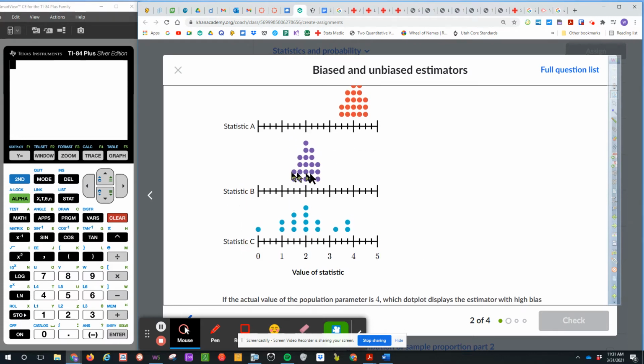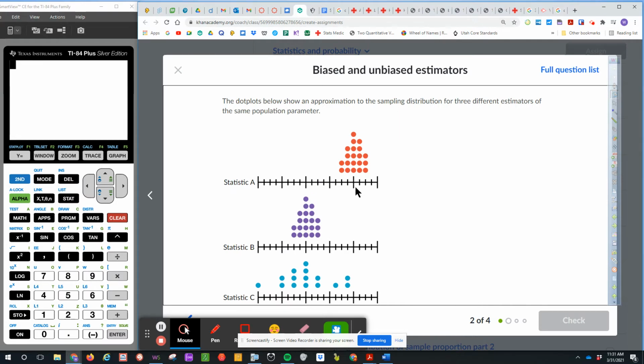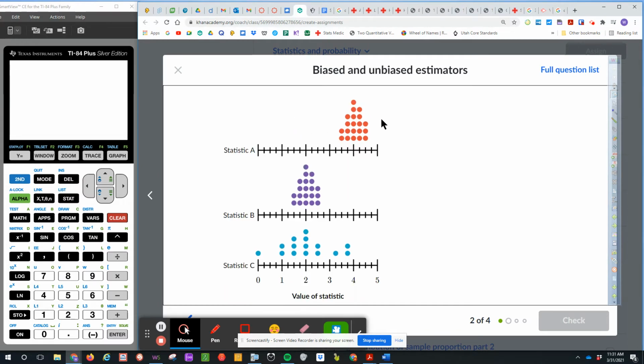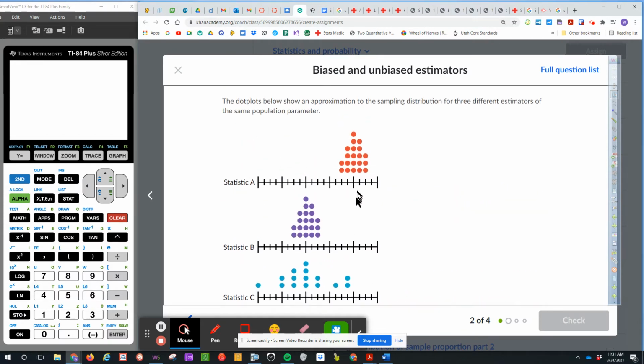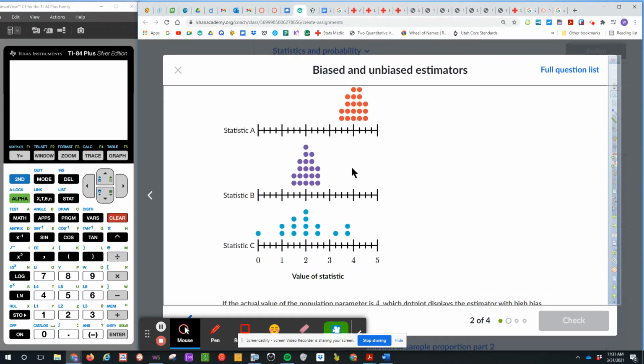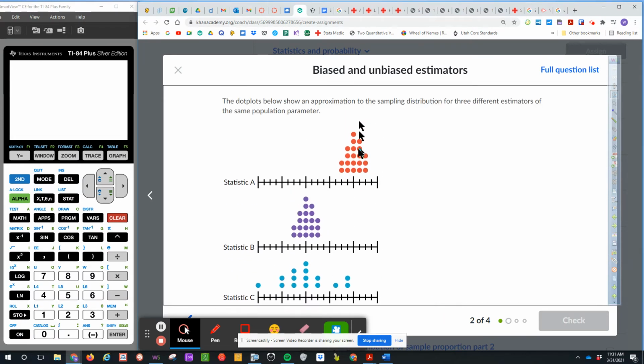Compare B and C. You see how in B the peak is also 2, but it is less varied, right? Less variable, less variability. So for any sampling distribution, the mean should be close to the population mean for it to be unbiased. So here, the actual value of the population parameter is 4. So 4 happens to be this one, right? So statistic A is spot on.